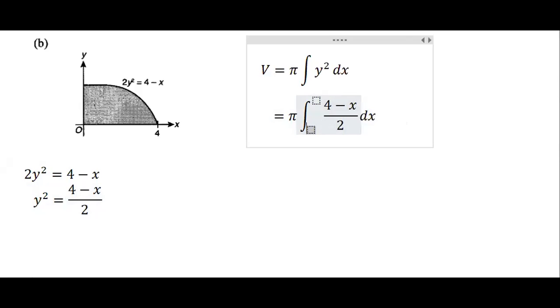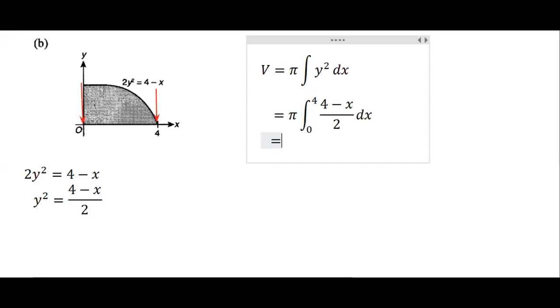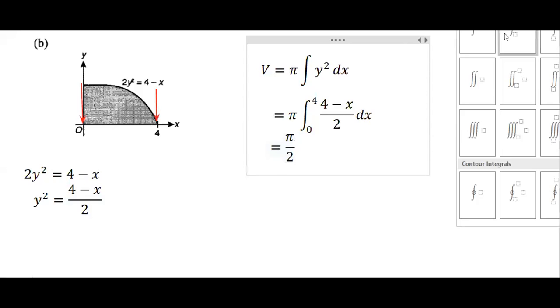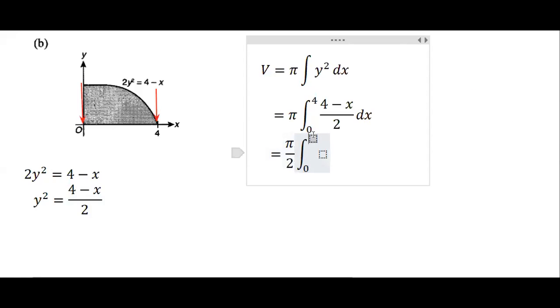Nombor saya kena letak apa? Dx. First number is 0. Second number is 4. So kena buat 0 hingga 4. 0 to 4. Okay, so let's do the integration. Itu 2 boleh pindah depan tak? Can, right? Nampak nombor actually kamu boleh pindah. The 2 I bring in front. Okay? So sini saya masih ada 0 hingga 4. Sini tinggal apa? What I left here? 4 minus x.